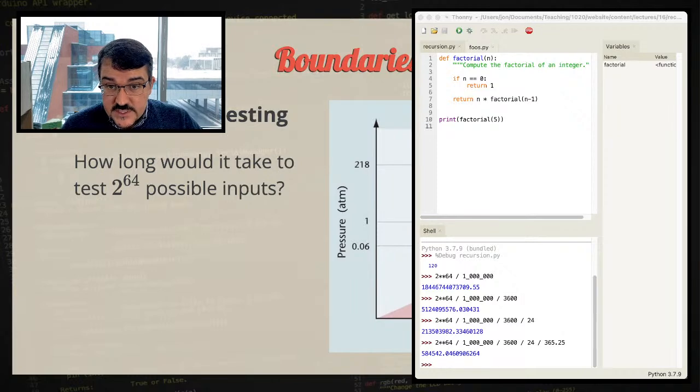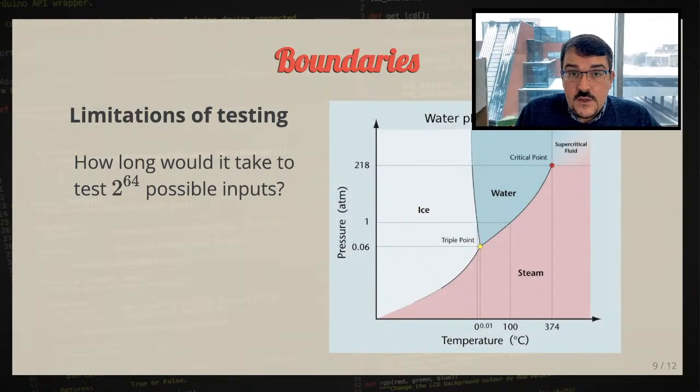So generally speaking, except in very limited circumstances, we can never test exhaustively. That is to say, we can never check every single possible input.